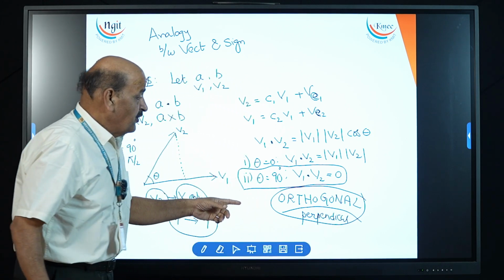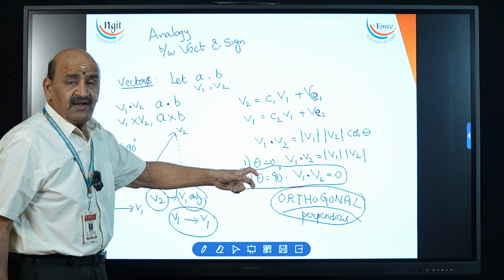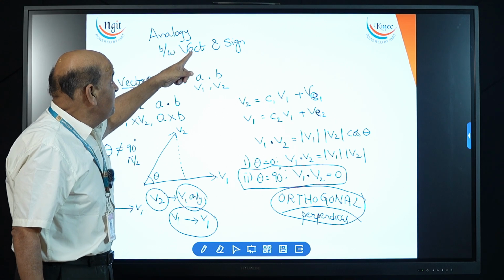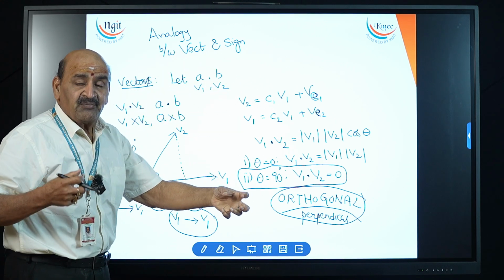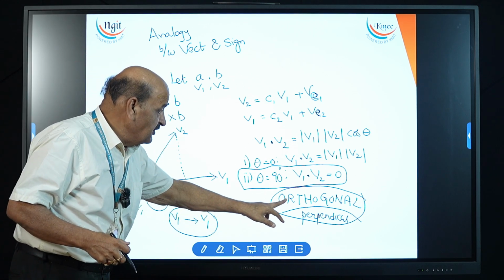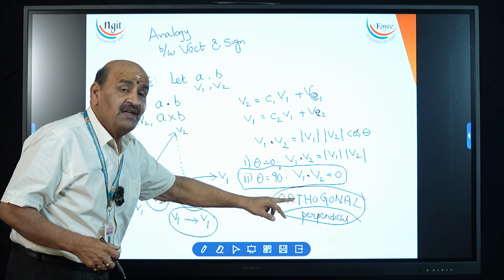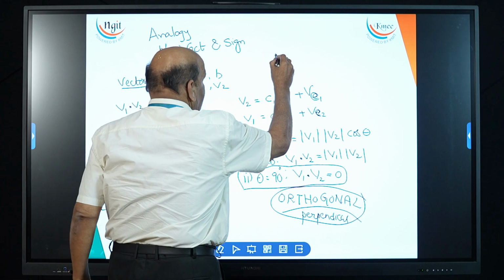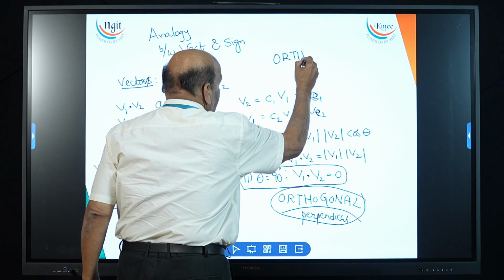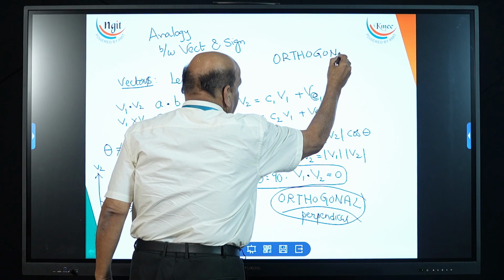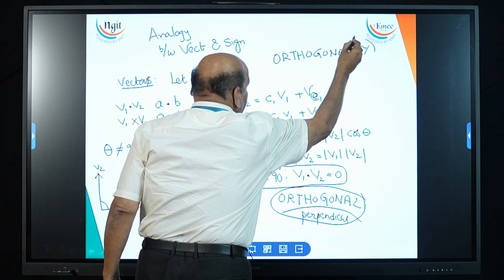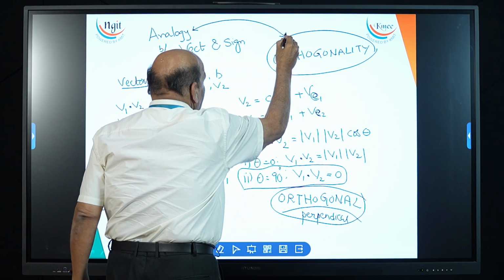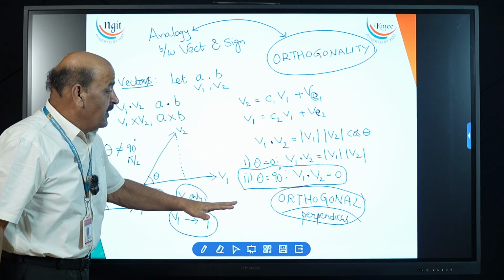From this word orthogonal, we use another one, orthogonality. Now under this concept, the analogy between vectors and signals, we are extracting one important principle. That principle is called the principle of orthogonality. That thing we are going to discuss in this session. So here, we are focusing on this, the orthogonality principle. What is the analogy between vectors and signals? That is what we are going to discuss.